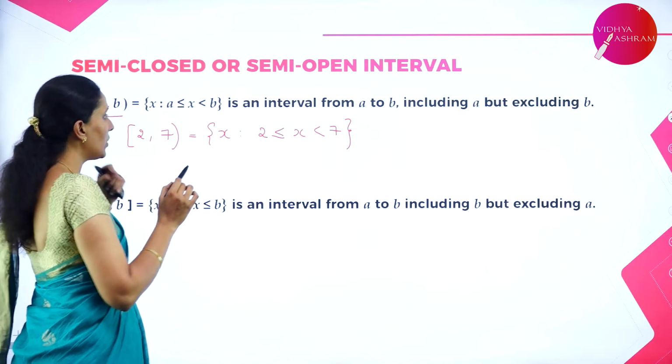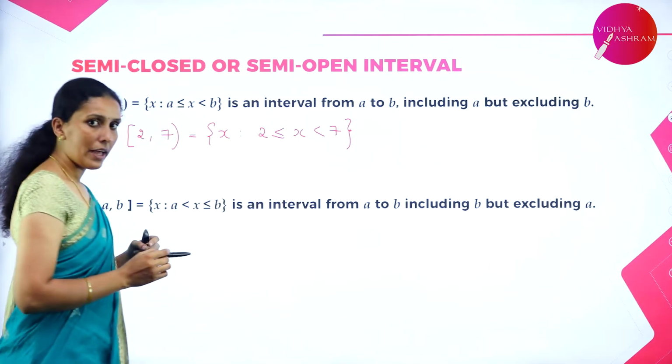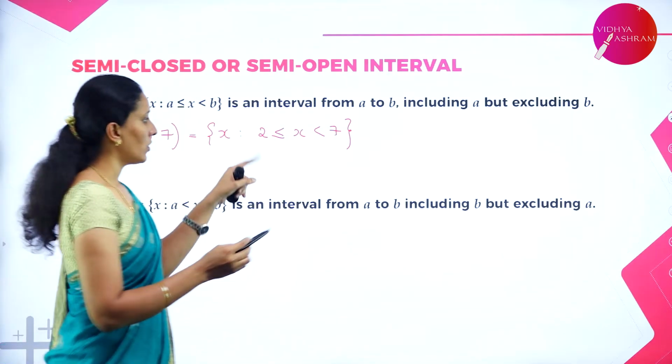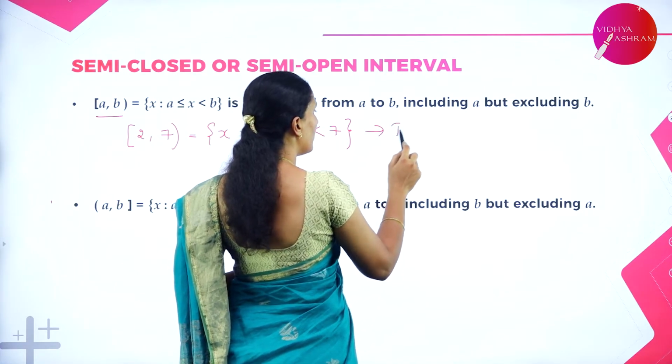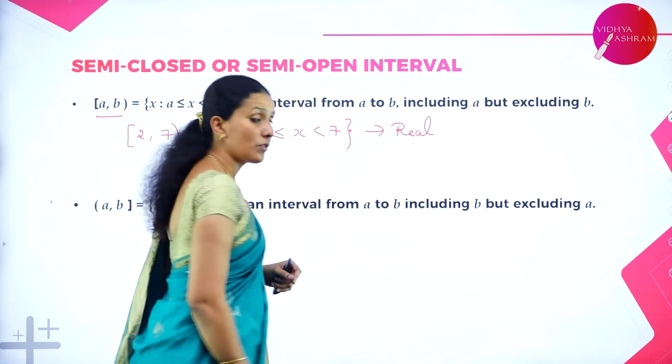Since we are including 2, we are not taking 7 there. So, this is less than. So, this is how we will write the real number system. So, this is for real numbers.